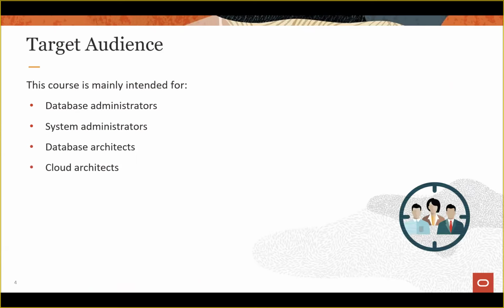The question is, who can attend this training? Or in other words, who is the target audience? This course is designed basically for database administrators. Now, by database administrator, we mean the Oracle database administrator. It's not like SQL Server or MySQL or Postgres or MariaDB. It's dedicated to Oracle DBAs.